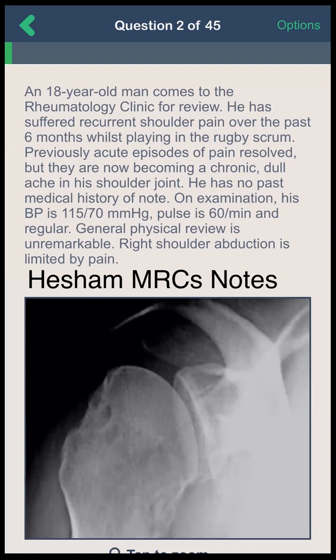Question number 2. An 18 year old man comes to a rheumatology clinic for review. He has suffered recurrent shoulder pain over the past 6 months while playing a rugby scrum. Previously, acute episodes of pain resolved, but they are now becoming a chronic dull ache in his shoulder joint. He has no past medical history of note. On examination, his blood pressure is 115 by 70 mmHg, pulse is 60 per minute and regular. General physical review is unremarkable. Right shoulder abduction is limited by pain. Okay, what do you see in this X-ray?